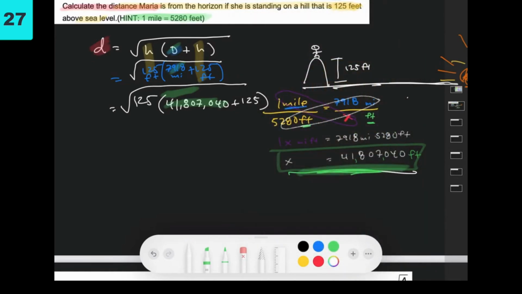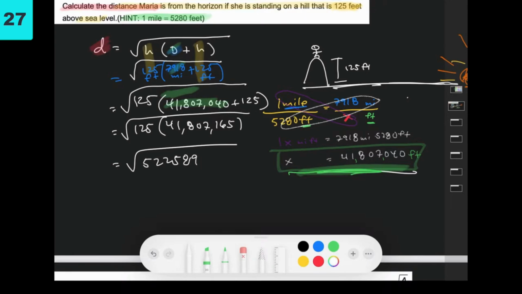Order of operations, I'm going to do what's inside there first. So I'm just going to add 125 to that number. And you get basically the same number, but 41,807,165 now. And we're going to multiply that by 125, and then we're going to take the square root. So if I multiply this number by 125, I'm going to get some huge number. And now I'm going to take the square root of that number.